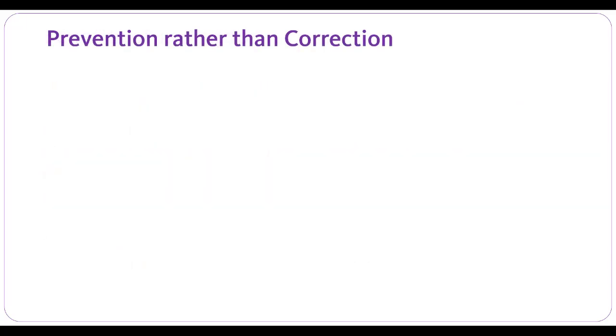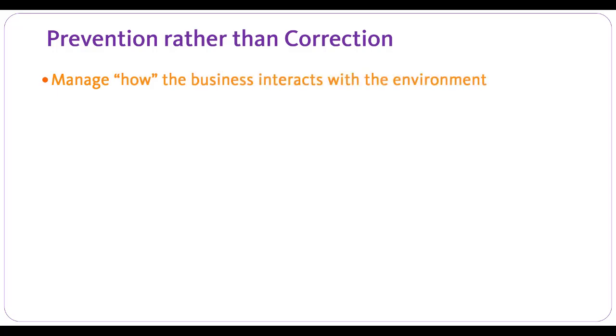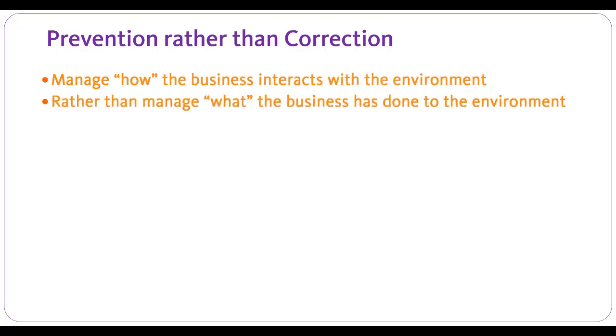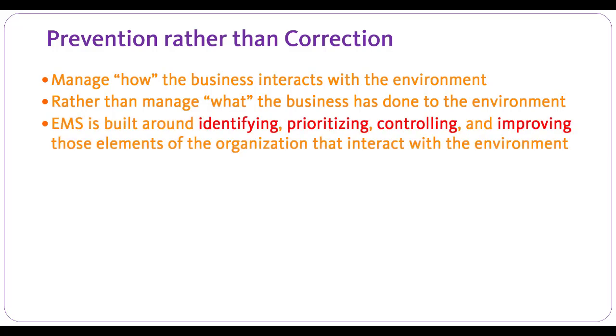The other key requirement for 14001, it's really a prevention standard rather than a correction standard. So you want to manage how the business interacts with the environment, not what the business has done to the environment. So you want to be proactive and be preventive. How is the business interacting with the environment rather than what it actually does to the environment? And the EMS is built around identifying, prioritizing, there's that prioritizing we talked about before for the aspects, controlling and improving those elements of your business that interact with the environment. So that's the philosophy of prevention rather than correction.